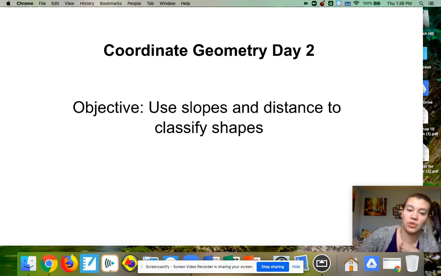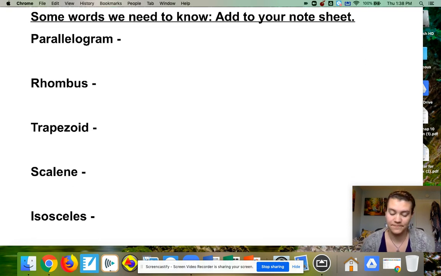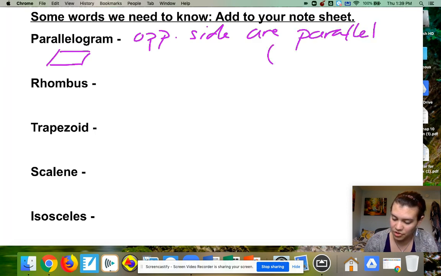All right, so today we're finishing coordinate geometry, using slopes and distances to classify shapes. The different shape options: a parallelogram. If you have a parallelogram, there's one thing you need to prove. You need to prove opposite sides are parallel. So you're going to use slopes for this one.